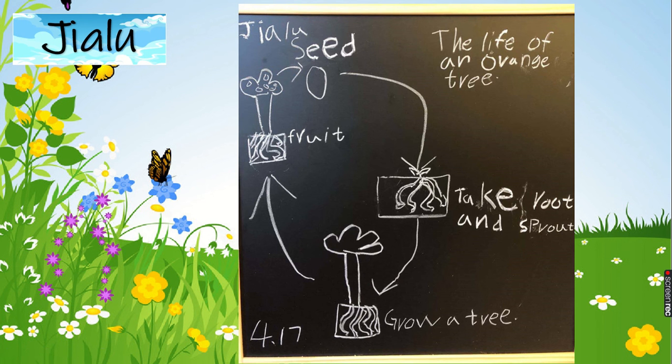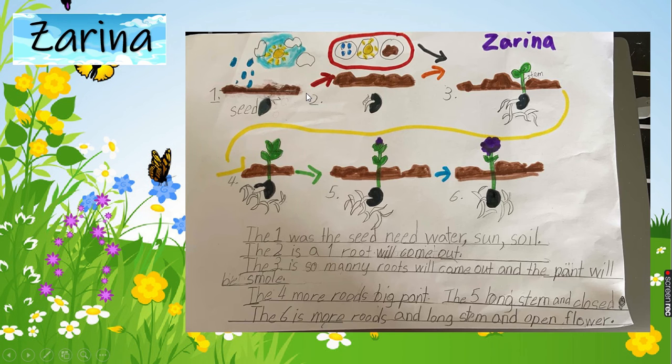And Jalu made a diagram of the life cycle of an orange tree. Wow, I love orange. It has a lot of vitamin C. So from fruit comes out a seed. So the fruit releases seed, and that seed, roots will go out and sprout. And then it will grow into a tree after a few years or maybe many years. And then soon it will have some fruit. And that fruit will release seed again. Thank you, Jalu. That's nice.